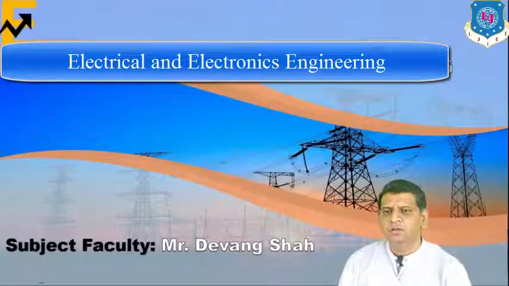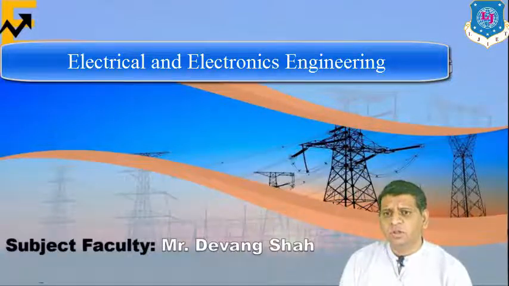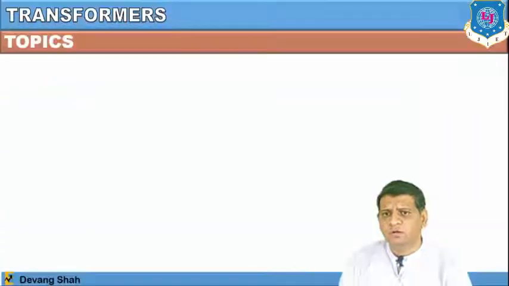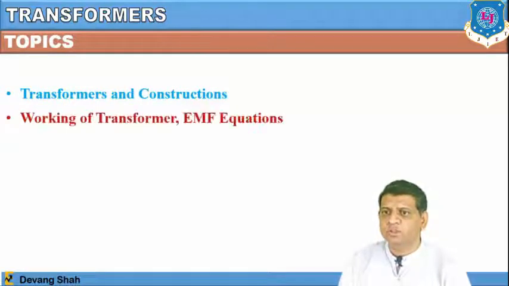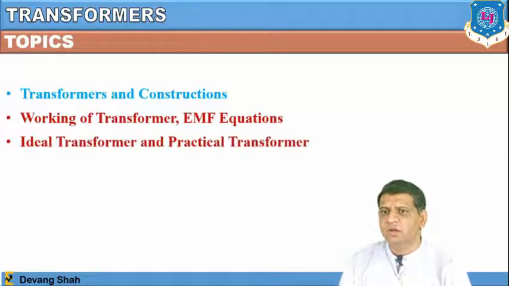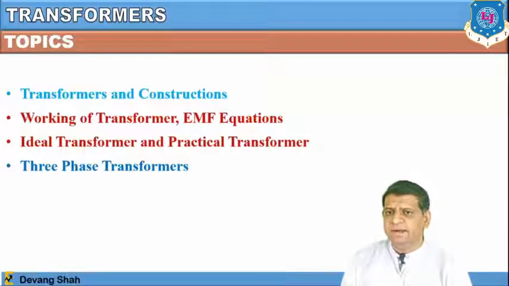We have been learning the subject Basic Electrical Engineering, and we have been discussing the transformer. In our previous session we discussed magnetic materials and the BH curve, as well as the transformer and its construction. In today's session we are going to discuss the working of a transformer and the EMF equation. Then we will discuss the ideal transformer, the practical transformer, the three-phase transformer, and lastly the auto transformer.